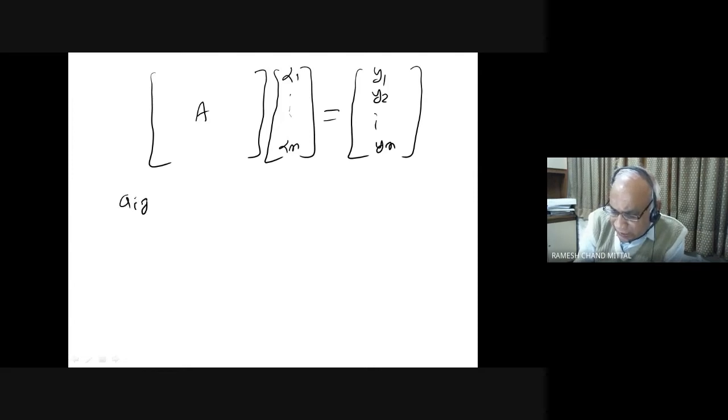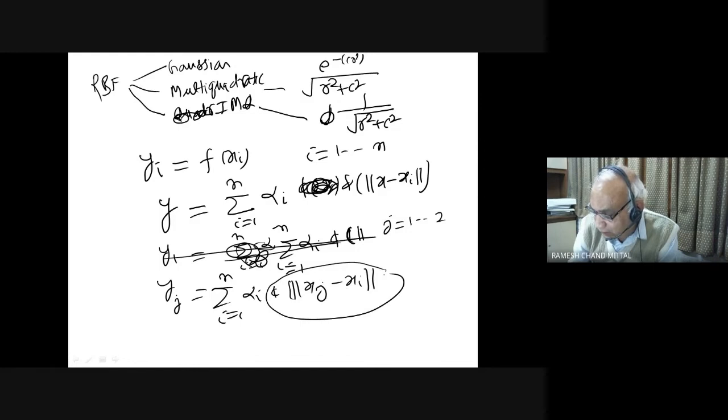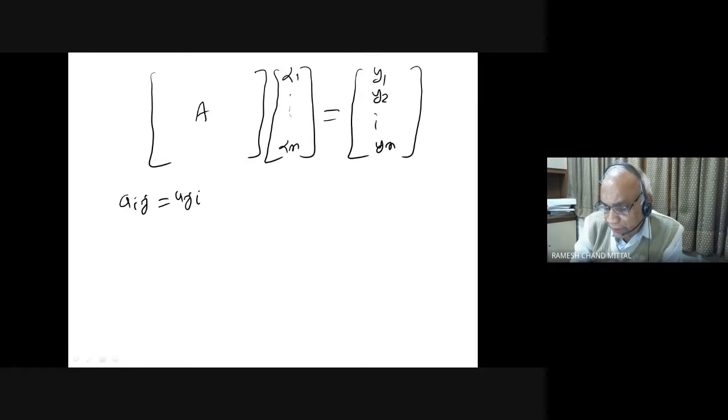What is my A? See that a_ij is equal to a_ji because of the way I am defining my function. This is a mod sign. If I change j by i or i by j, this phi remains the same. So when phi remains the same, my matrix A will be a symmetric matrix.